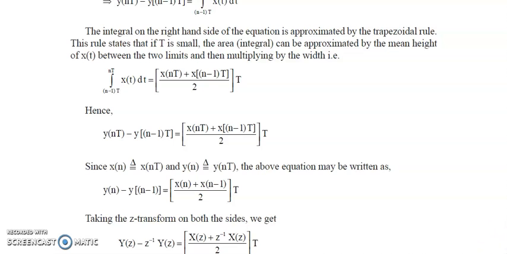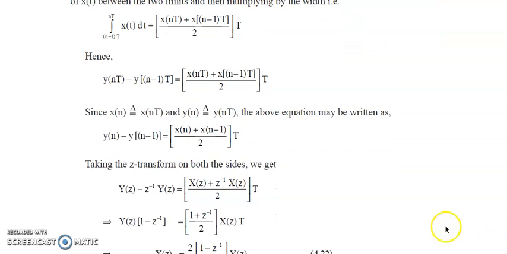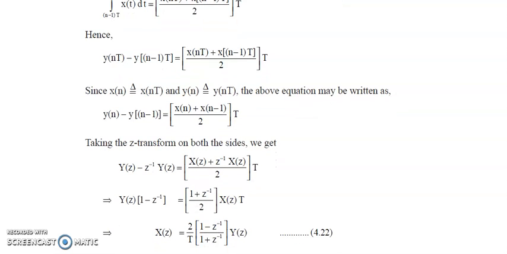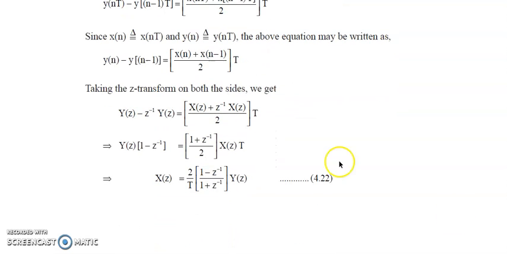Okay, so if you take Z transform on both the sides, what you will get? Y of z minus z inverse y of z can be written as x of z plus z inverse x of z by 2 into t. Okay, so if you take y of z common, you will get y of z into 1 minus z inverse, which is equal to 1 plus z inverse by 2 into x of z into t. So this is your x of z, 2 by t into 1 minus z inverse by 1 plus z inverse into y of z.